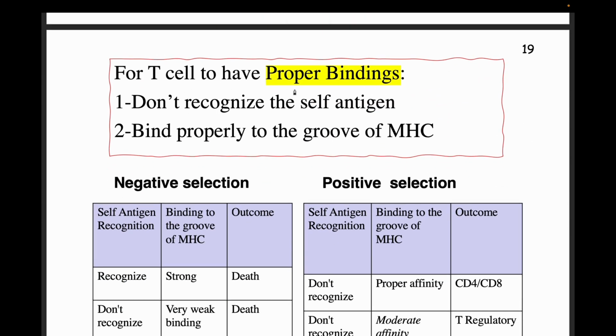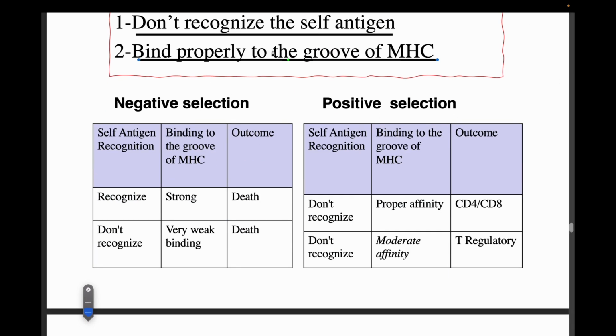The proper binding, which is basically the positive selection, it doesn't recognize the self antigen. This is number one, and binds properly to the groove of MHC. This is for proper binding or positive selection. زين نجي هسه على positive selection, negative selection. Negative selection, it will die. The fate is apoptosis. The positive selection, it will be kept. Now, if the T cell recognizes the antigen, no matter of the binding of the groove وإلى آخره, the outcome is death. زين. If the TCR doesn't recognize the self antigen, هاي حققنا أول شرط.